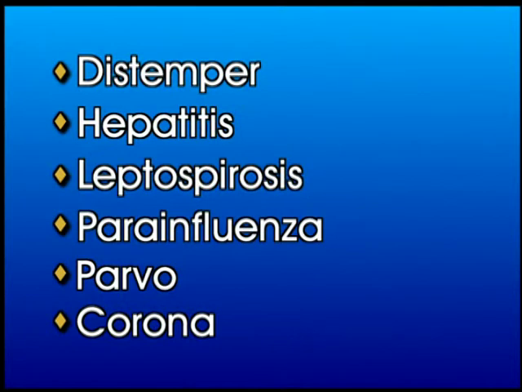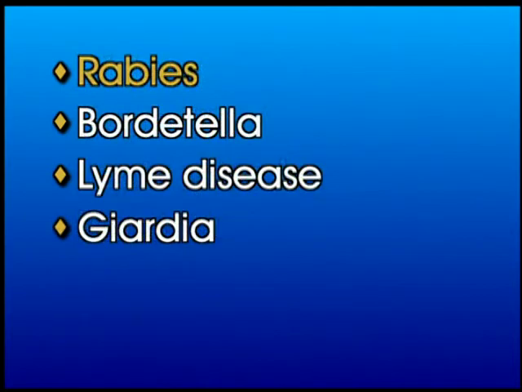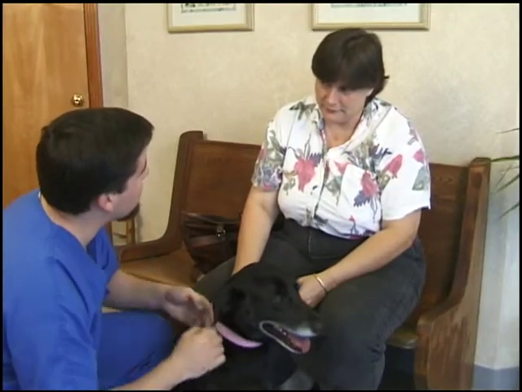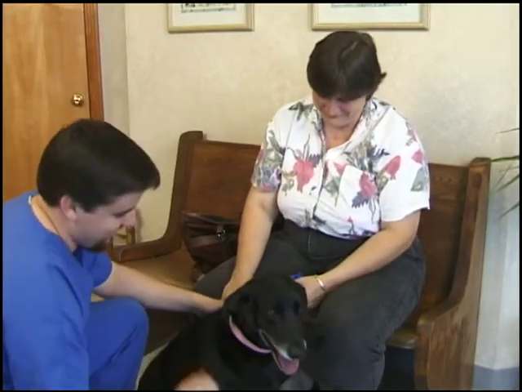We've just covered the most common dog diseases that are prevented with the aid of proper vaccinations: distemper, hepatitis, lepto, parainfluenza, parvo, corona, rabies, Bordetella, Lyme disease, and Giardia. Your understanding of these diseases will help you to educate the public on how to be responsible pet owners.